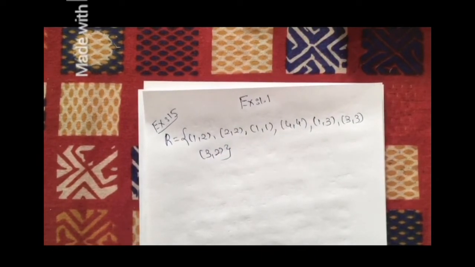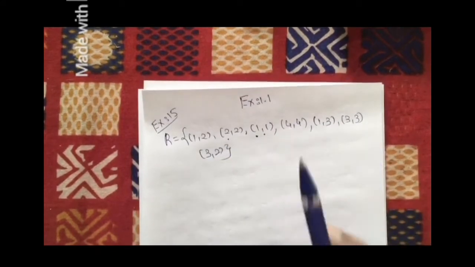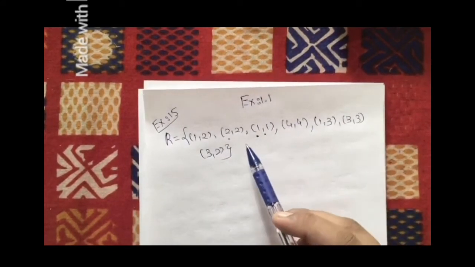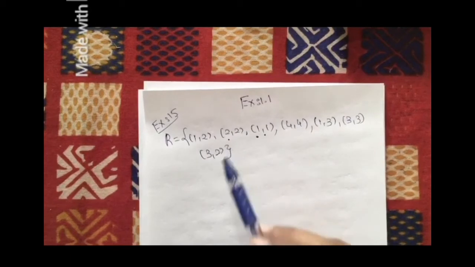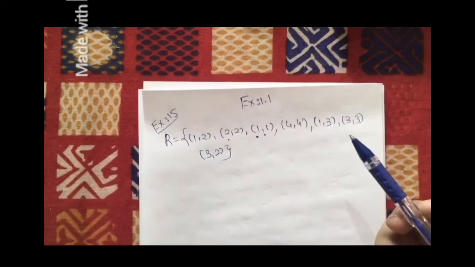Okay. So first, look here, it is reflexive. Look, (1, 1), (2, 2), (3, 3) and (4, 4) - all the elements 1, 2, 3, 4 are there. So R is reflexive. Symmetric? (1, 2) is there but (2, 1) is not there. So it is not symmetric.